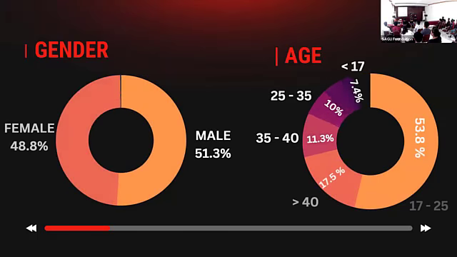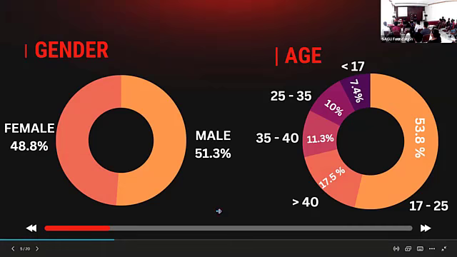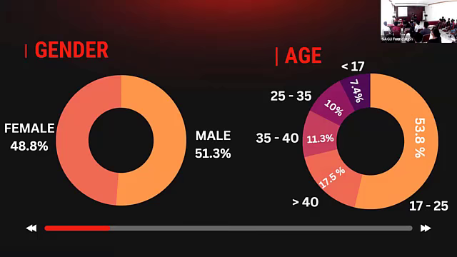All right, let's start with the first topic, personal information. In total, there are 80 respondents in our survey, and we classified them into 2 categories, which are gender and age. For gender, 51.3% of our respondents are male, and 48.8% are female. For age, 53.8% of our respondents are young adults, or 17 to 25 years old.